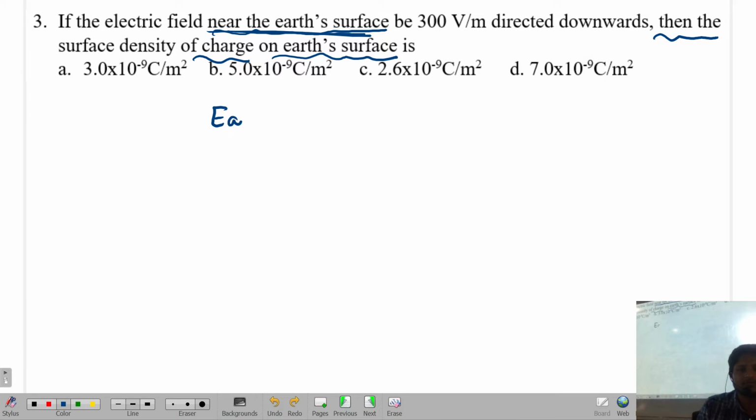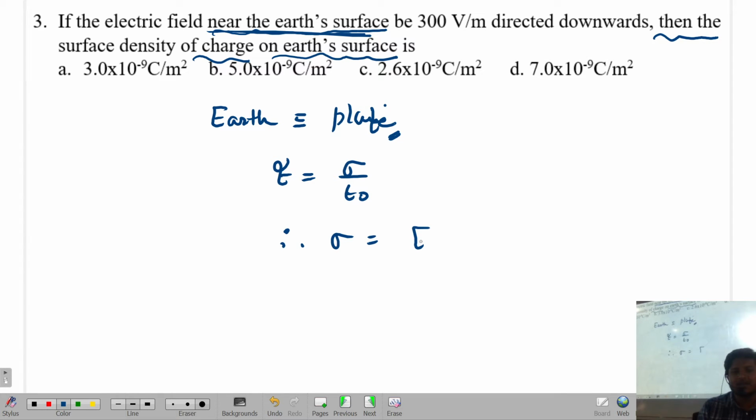Nearer the earth's surface, the earth will be treated as what? A kind of plate. Now if it is a plate, what is the electric field? Sigma by epsilon naught. Yes or no? So therefore sigma should be equal to electric field into epsilon naught. Multiply that and you will get the answer. What will be the answer? 2.6 into 10 to the power of minus 9 coulomb per meter square. Got it or not?